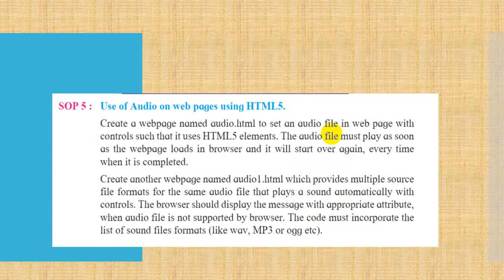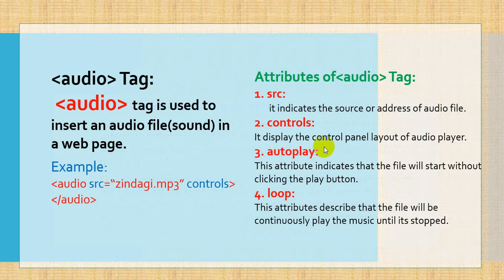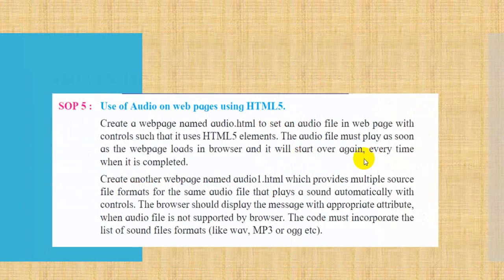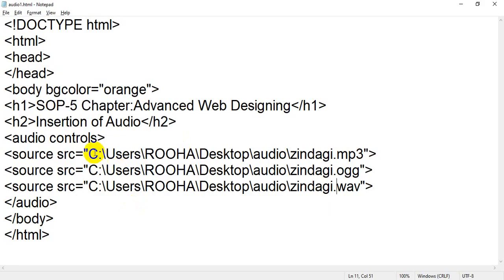Which attribute we will use? We will use autoplay, because in our question it is saying that the same audio file should play a sound automatically with controls. So we have already taken the controls attribute. Now I will take autoplay. So flip back to your notebook and add autoplay.